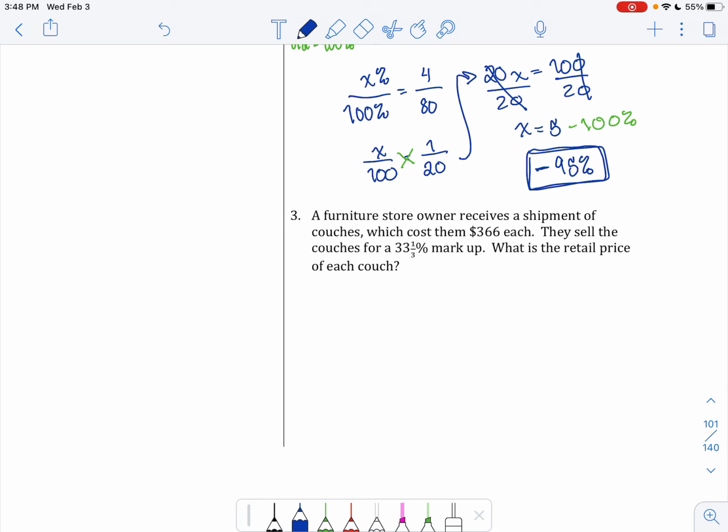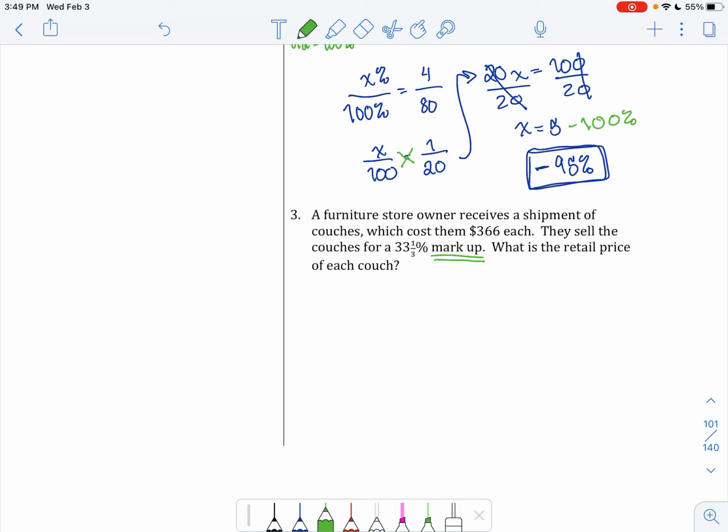Now, for some of these problems, you're not going to be finding the x, you'll be finding one of the different values. A furniture store owner receives a shipment of couches, and each of them costs $366. They sell the couches for a 33.33% markup. What is the retail price of each couch?